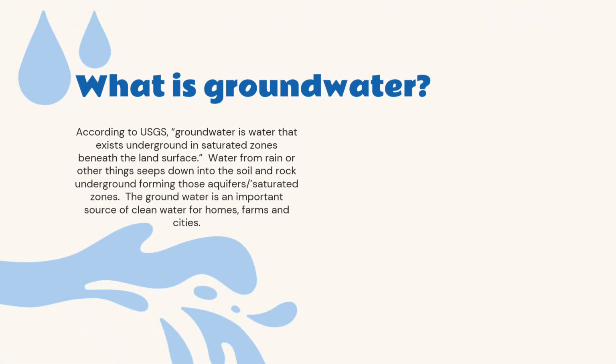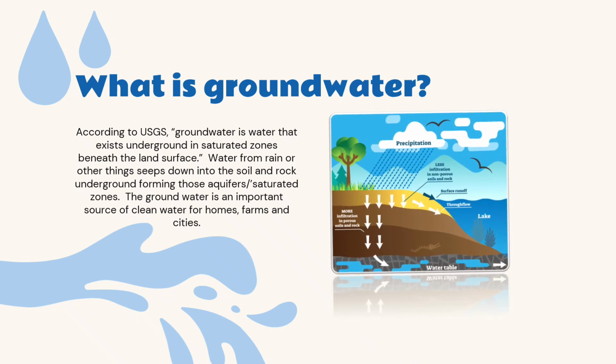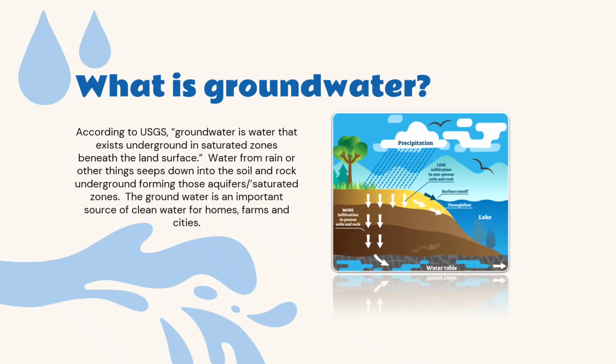What is groundwater? According to the USGS, groundwater is water that exists underground in saturated zones beneath land surface. It's water that fills the spaces between soil and rock underground, forming aquifers. Rain and snow soak into the ground and collect here. It creates an important source of clean water for homes, farms, and cities.